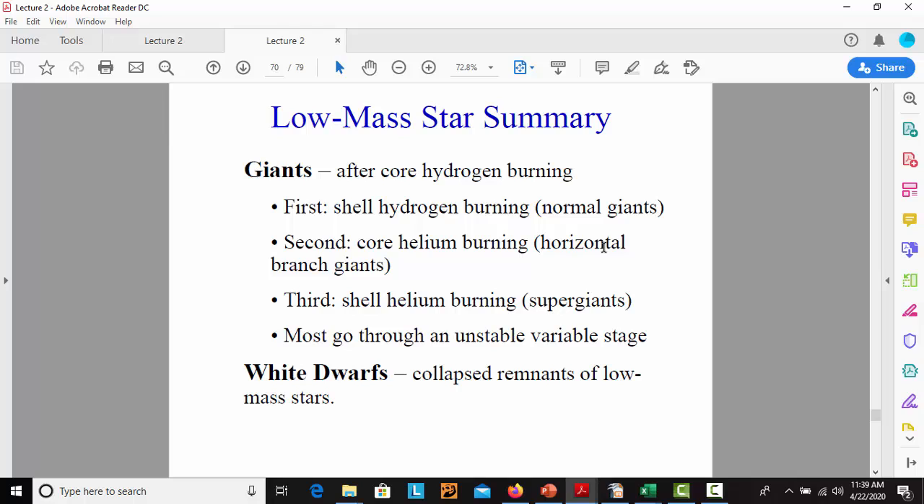So let's look at the low mass summary. We have giants. After the core hydrogen burning, we get first a shell hydrogen burning for normal giants, then second core helium burning, that was that horizontal branch, and then third is shell helium burning, the supergiants, and then most go through an unstable variable stage, and the white dwarfs are the collapsed remnants of a low mass star.